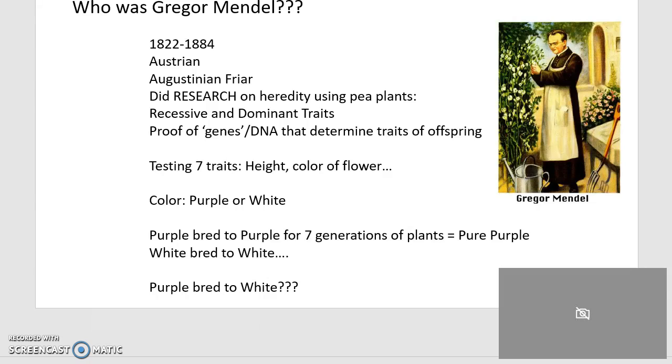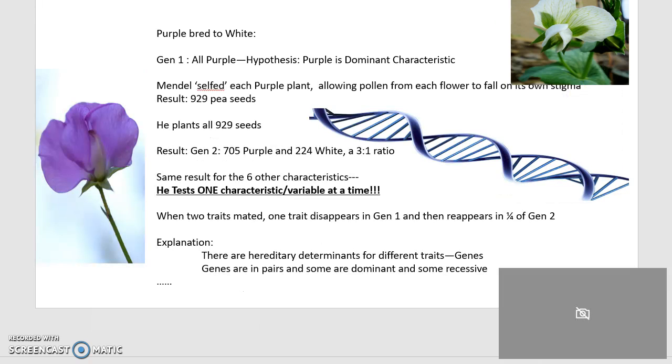And really quickly, Gregor Mendel wanted to see, he was looking for whether traits would be passed down from parents to children, and what traits would be passed down. So he bred purple pea plants to white pea plants. They only come in two colors, purple and white. And in the first generation, they were all purple. So his hypothesis was then that purple is the dominant characteristic between purple and white.